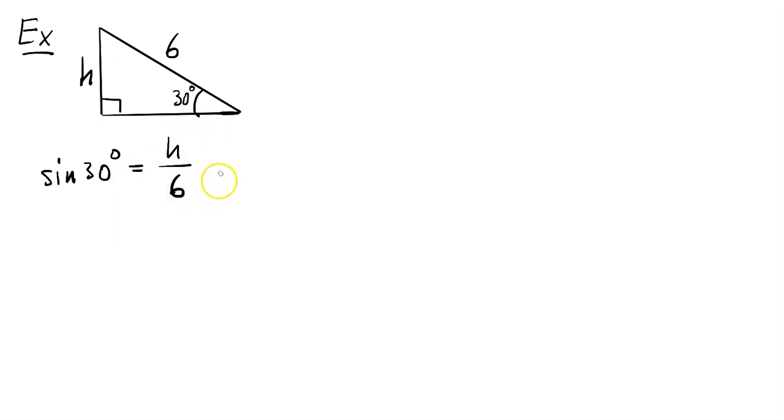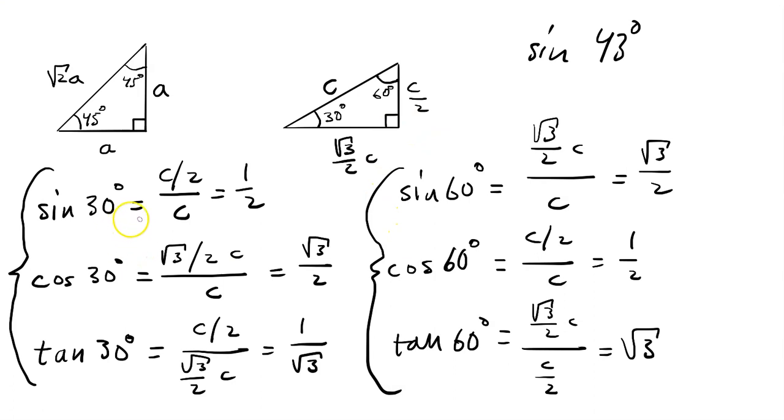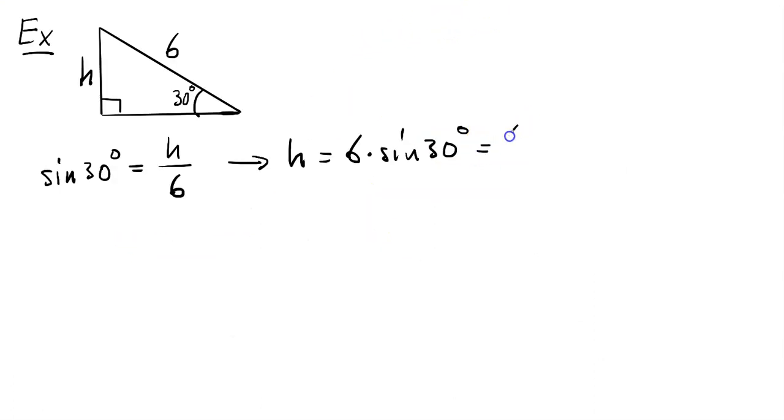So we have it like this. But then we can solve for h. We can write this as 6 times sine of 30 degrees. That's h. But now we have just seen how to calculate sine of 30 degrees. It's just 1/2. So this is just 6 times a half. So then we know that the height is 3. So that you can find out by trigonometry.